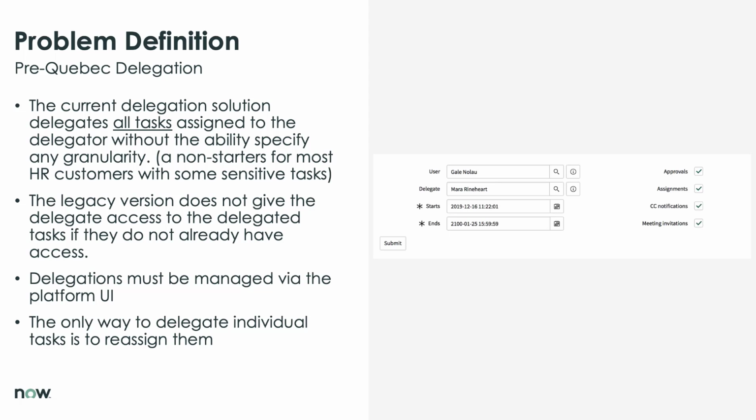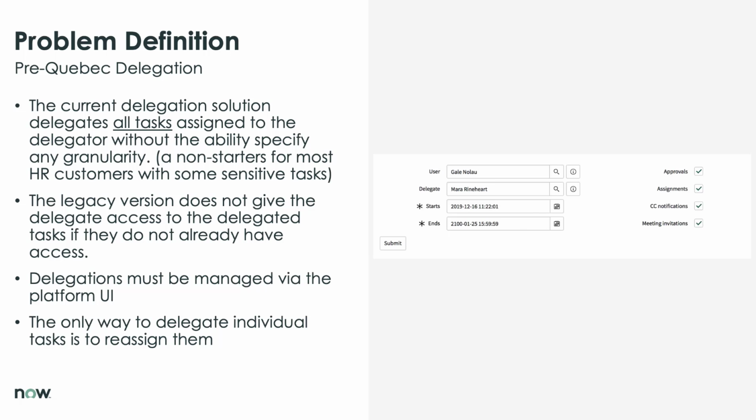And then lastly, the current delegation feature does not grant access to those users who did not already have access, right? So this delegation feature works if Maria already had access to the records that Gail was delegating. It doesn't otherwise give access. And again, HR use cases, that's not going to work because we don't have access to other users' tasks most of the time.